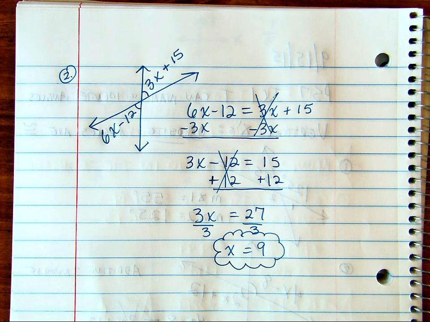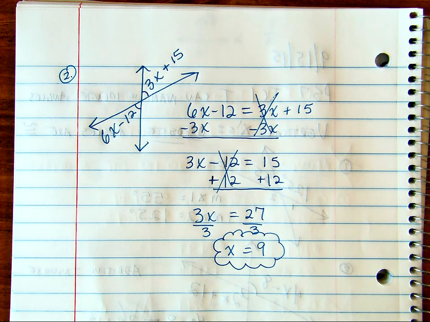You have a question? Okay. Kaylee, did you get an answer? What'd you get? X equals 9. Holy smokes. That's what I got. Nice job, Kaylee.